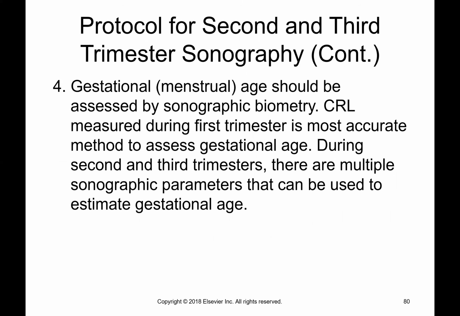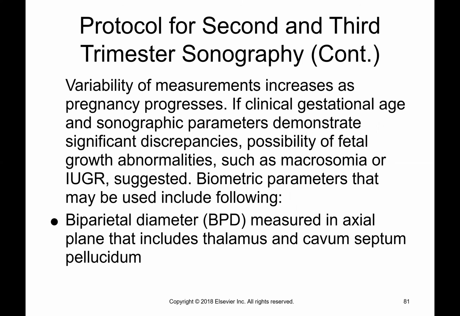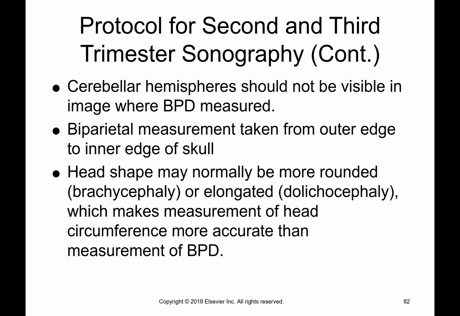We want to assess the gestational age by doing biometry. Biometry means measuring the baby. We do the biparietal diameter, which is an axial plane that includes the thalamus and cavum septum pellucidum. So we'll measure the head from side to side and front to back. The biparietal diameter is measured from the outer edge to the inner edge of the skull.